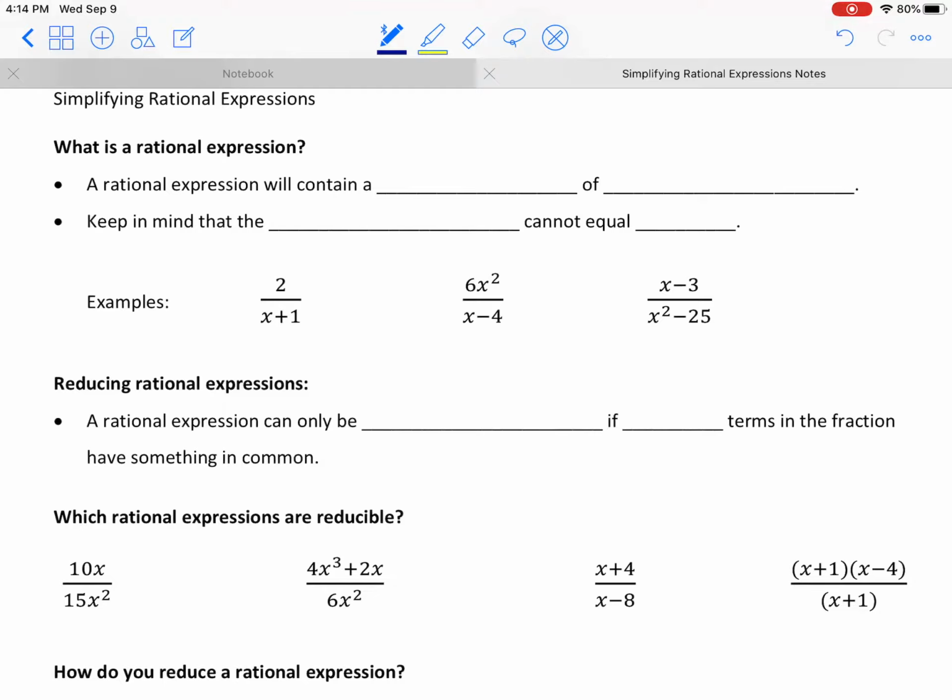When you're factoring quadratics, linear, cubic, all those expressions are polynomial expressions. When you make a fraction of those, then you have a rational expression. So a rational expression will contain a fraction of polynomials.